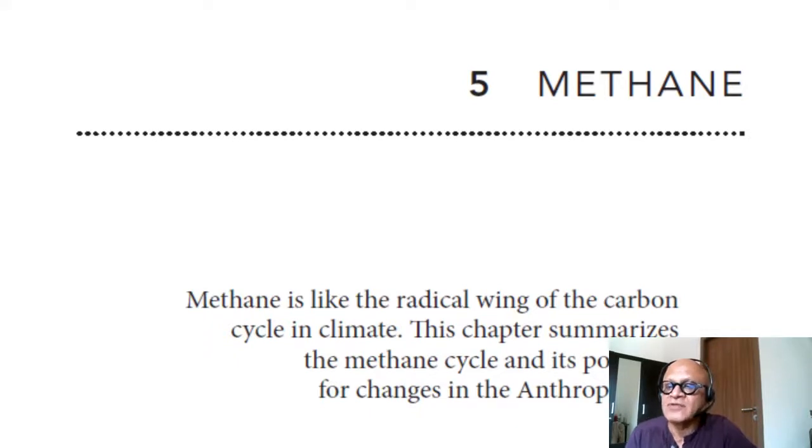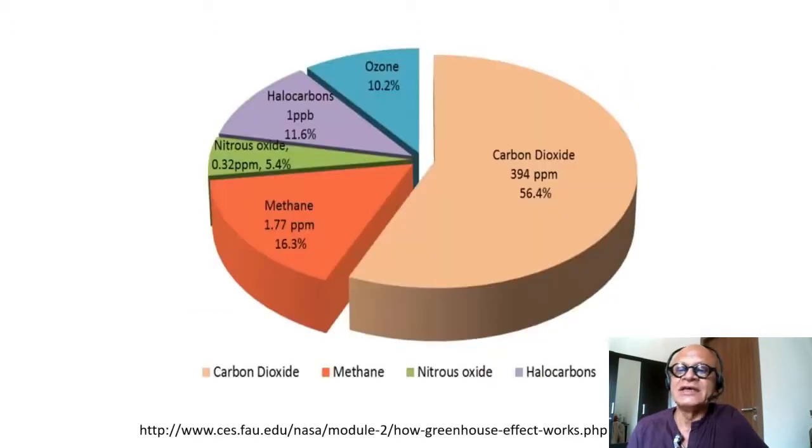Methane is like the radical wing of the carbon cycle in climate. This chapter summarizes the methane cycle and its potential for changes in the Anthropocene. That's kind of the tagline. We know that carbon dioxide, this number is already quite old, is the major greenhouse gas, and then we have tropospheric ozone, halocarbons, so these are all the refrigerants and so on, nitrous oxide, and there is methane.